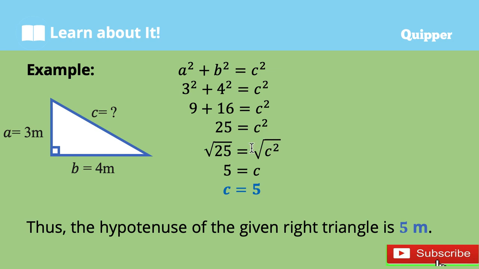So we have to take both sides the square root. So the square root of C squared is C, and the square root of 25 is 5. Therefore, the hypotenuse of the given right triangle is 5 meters. So here, this side, the hypotenuse, is 5 meters.